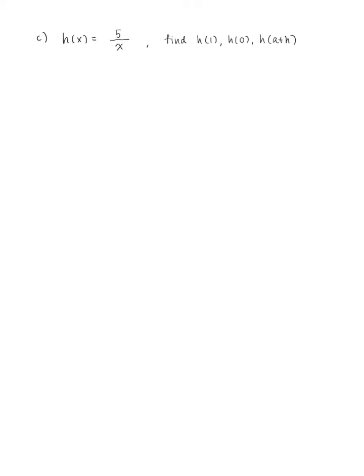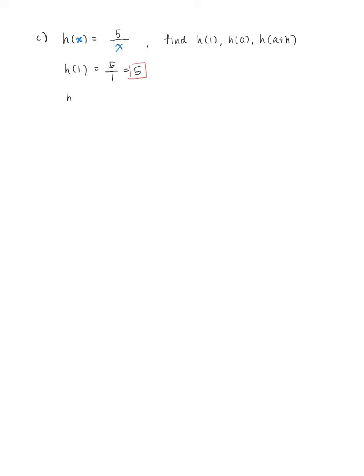All right, let's do another one. H of x equals 5 over x. Find h of 1, h of 0, and h of a plus h. All right, so let's first go with h of 1. So what we're doing is we're replacing our x with 1. So here what we should get is 5 over 1. Always simplify all the way. So our answer is going to be 5.